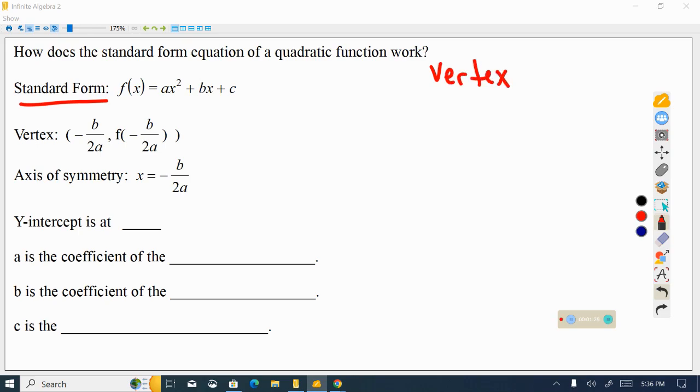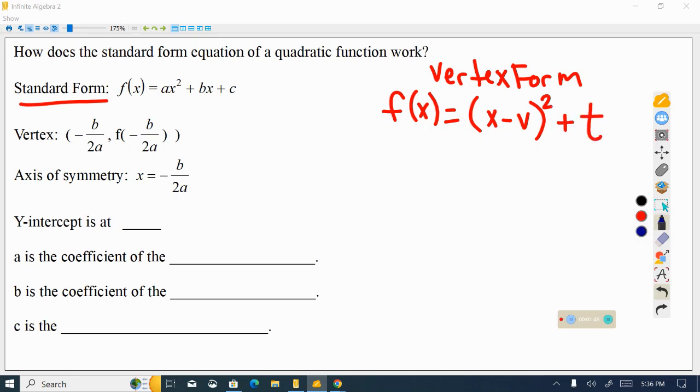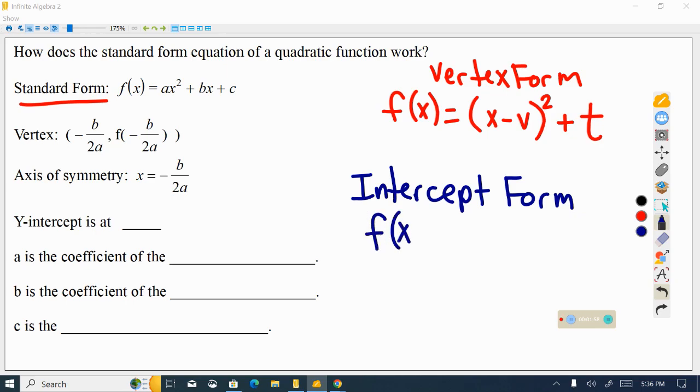Vertex form was helpful because when we look at it, we can basically see the coordinates of the vertex of the parabola by looking at the numbers that appear in the equation. When we looked at intercept form, we saw that that one was interesting because it tells us where the graph crosses the x-axis, but it doesn't tell us the vertex, so we did have to do a little bit of work to be able to graph it.